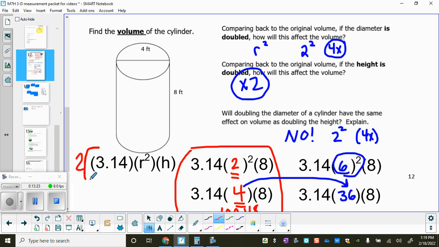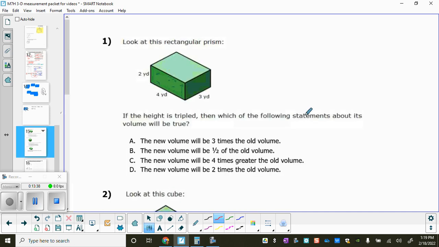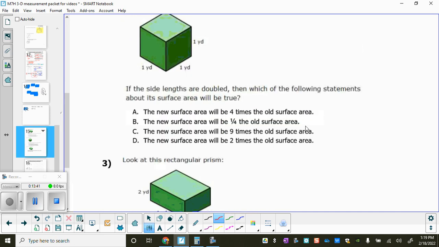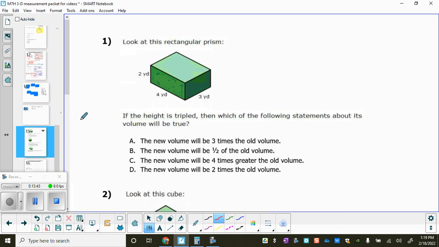So it's just doubling whatever you originally had. So height doubling will impact the volume very easily. But if the radius doubles, you've just got to consider that square thing. All right. Now what you guys are going to do is flip over and answer these questions on your own. And those answers are going to go into a Google form.